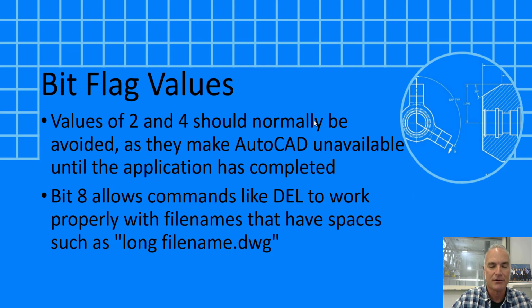If I look at a couple of the others, you want to try to avoid the bit values of 2 and 4. They're mutually exclusive, so you couldn't have a 6. That wouldn't work. And both of those make AutoCAD unavailable while you're trying to work with it. 8 is an interesting one. If you're trying to work with long file names that might have spaces in them, you'll use bit 8. That way you can work with a command that has a long file name with a space in it. You'll just have to remember to enclose that file name in quotation marks, but that's not really going to be an issue with what we're doing here.